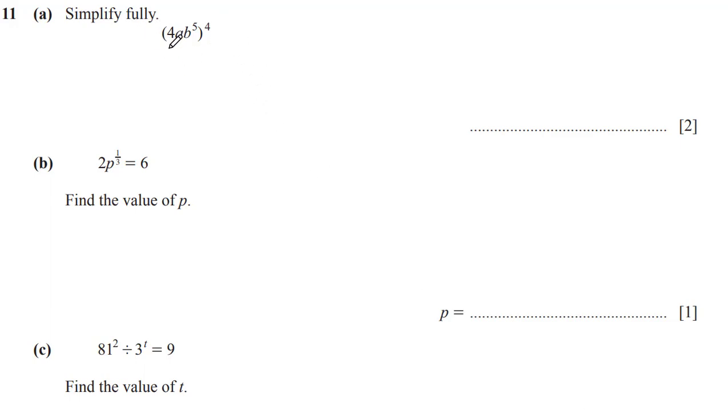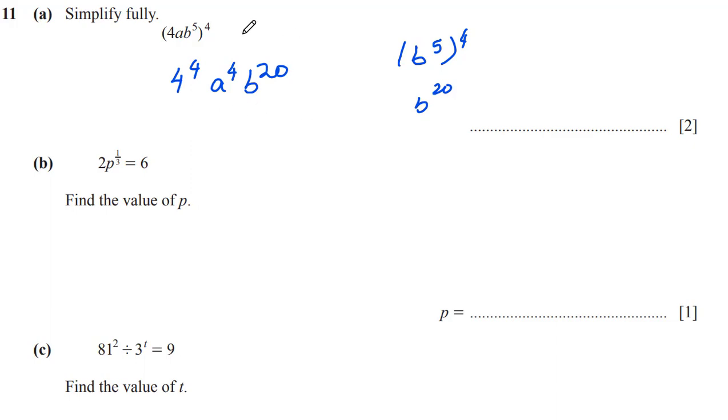Simplify fully: (4ab^5)^4. In this case, we bring this power 4 to each and every element inside the bracket. So it becomes 4^4, then a^4, and b^5 the whole power 4, which means you should multiply the powers. b^5 into 4 is 20, so it is b^20.